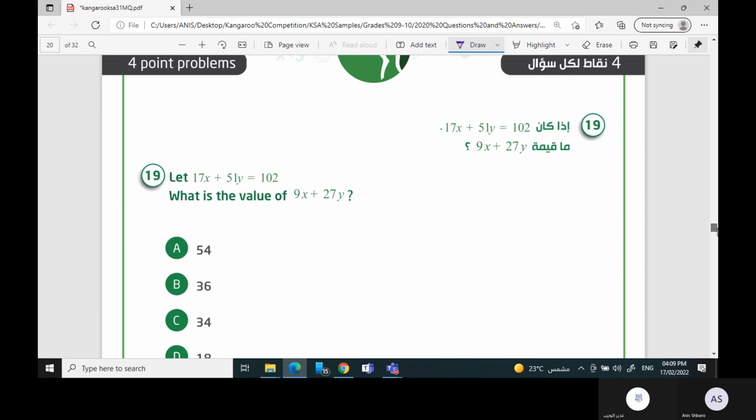Now algebra problem, also an easy one here. Okay, so let 17x plus 51y equals 102. So we have this as a given.